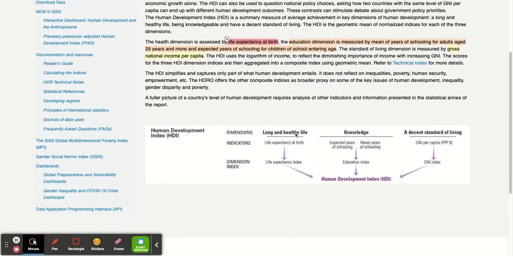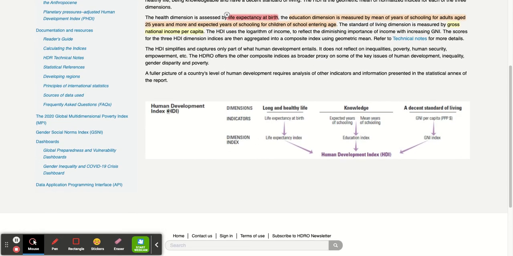So the three areas that are written down here that make up the Human Development Index, we have living a long and healthy life. Okay, so that's your life expectancy. Knowledge, so how smart the group of people are in the country, and of course a decent standard of living, as measured by some form of money or wealth. So here it is, life expectancy at birth leads to what's called the Life Expectancy Index, and that contributes to the Human Development Index.